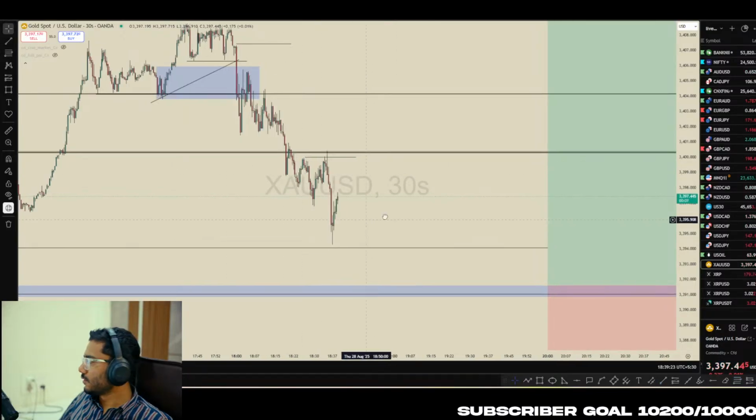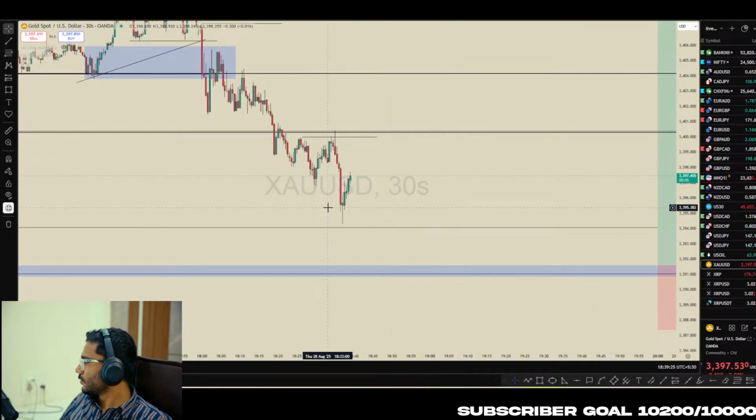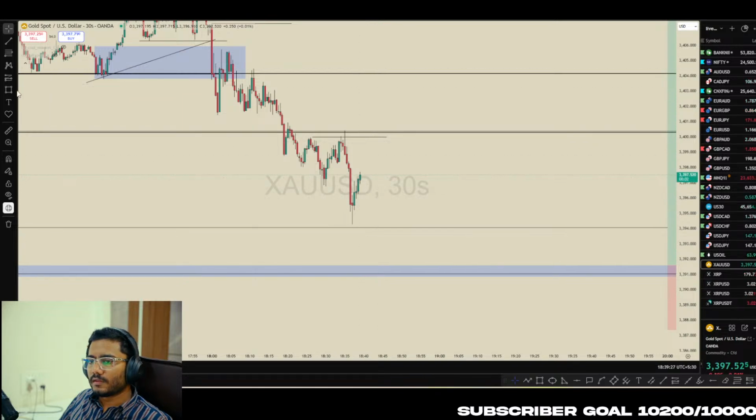There's a 30-minute, 30 seconds structure break over here. If this breaks, then probably there will be a reversal, but I think it should tap and continue to downside.